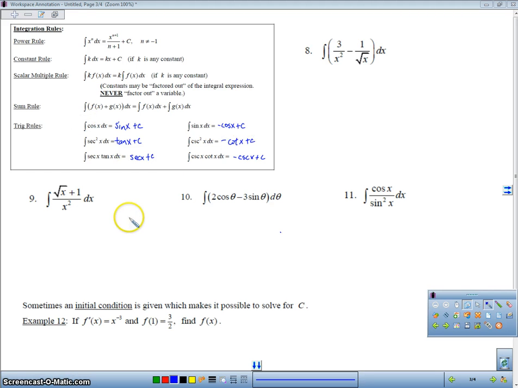So I've got some more examples here for you using these rules that we were just talking about for integration. So this is integration rules. I'll write it up here: integration rules. Follow the rules. This is 3-6 video B. So let's take a look at number 8 here.